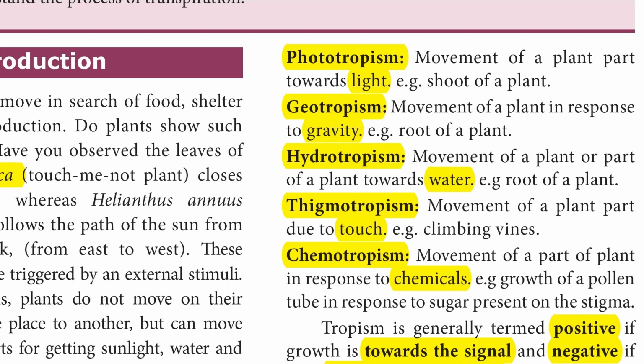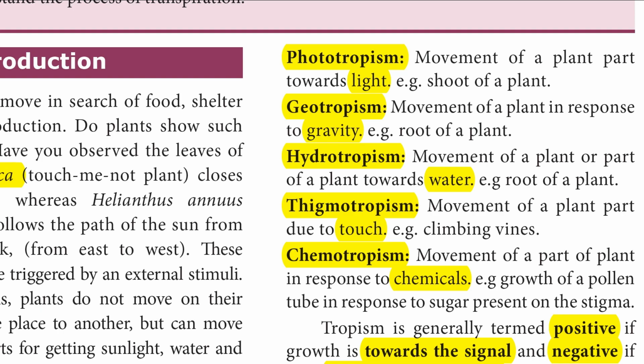The next tropic movement is chemotropism. This is the movement of the plant part in response to chemicals. For example, the growth of a pollen tube in the style of the flower in response to the sugar which is present on the stigma. So this is an example for chemotropism.